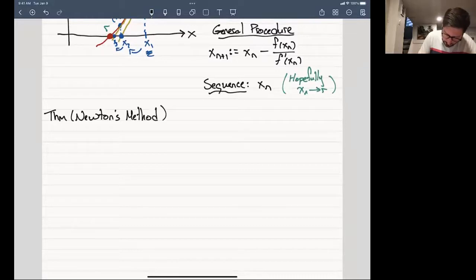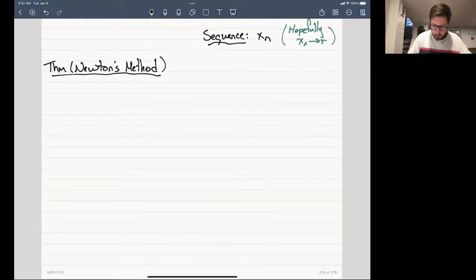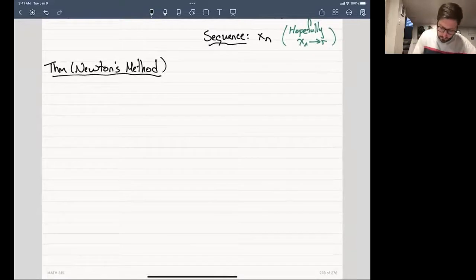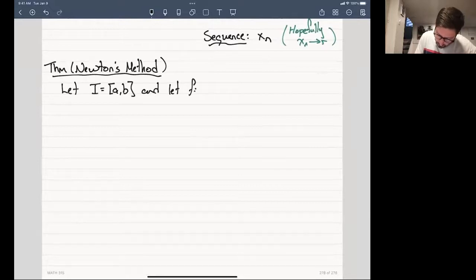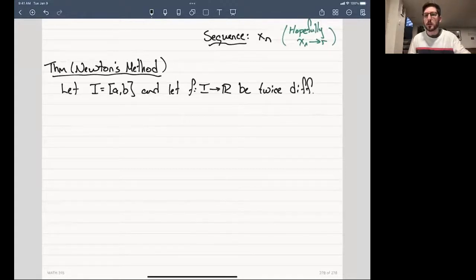So let's go ahead and write down the technical details here. We'll prove it, and then we'll talk about an application. So let's let I be an interval, say a to b, and let f be a function from I into the real numbers. And we're going to assume that this thing is twice differentiable. So if we use the notation from the previous lecture, that means f is in C to the power of 2 of I on the interval I.